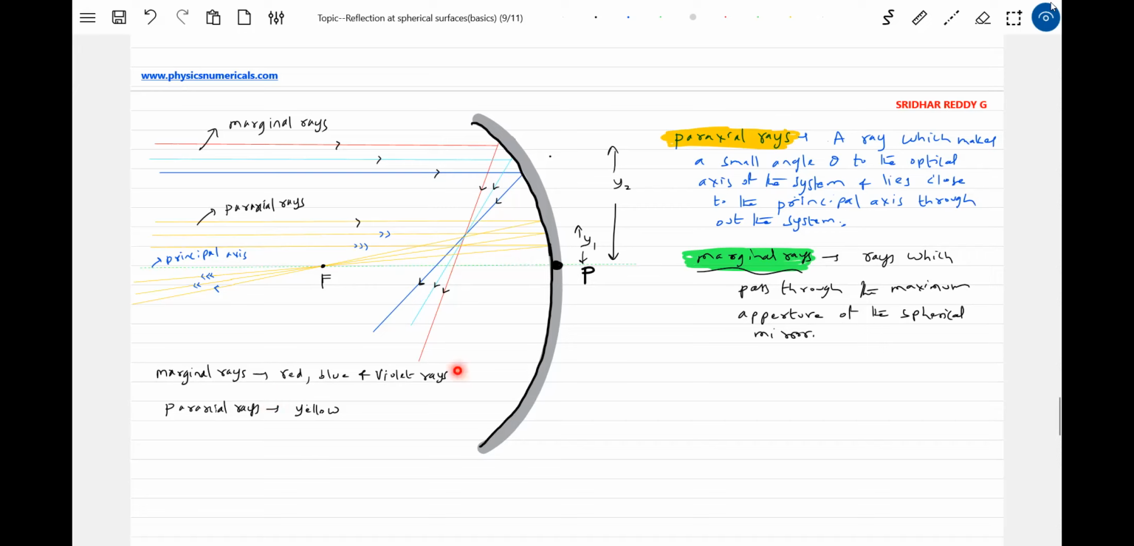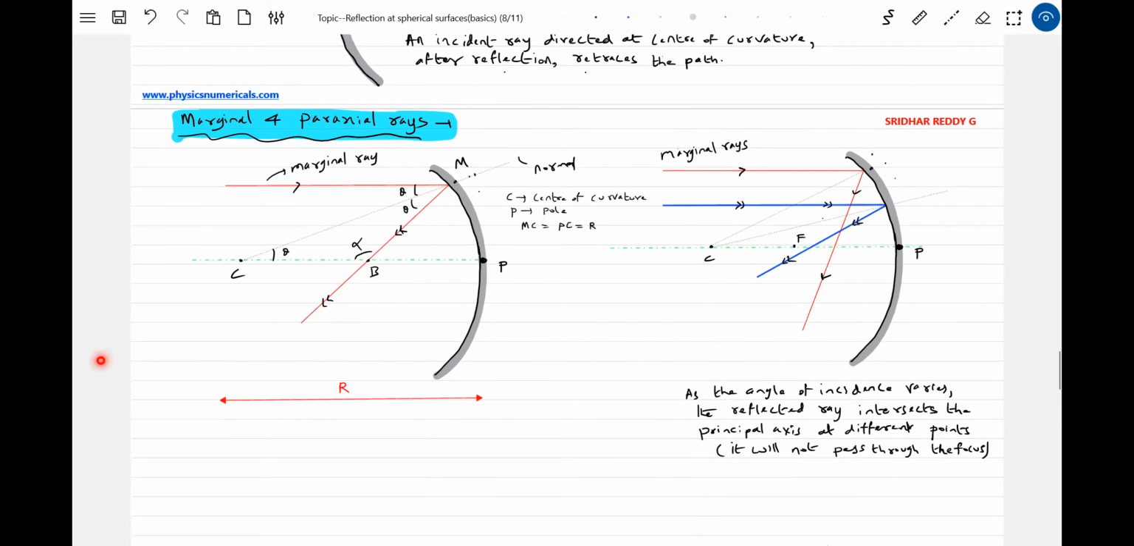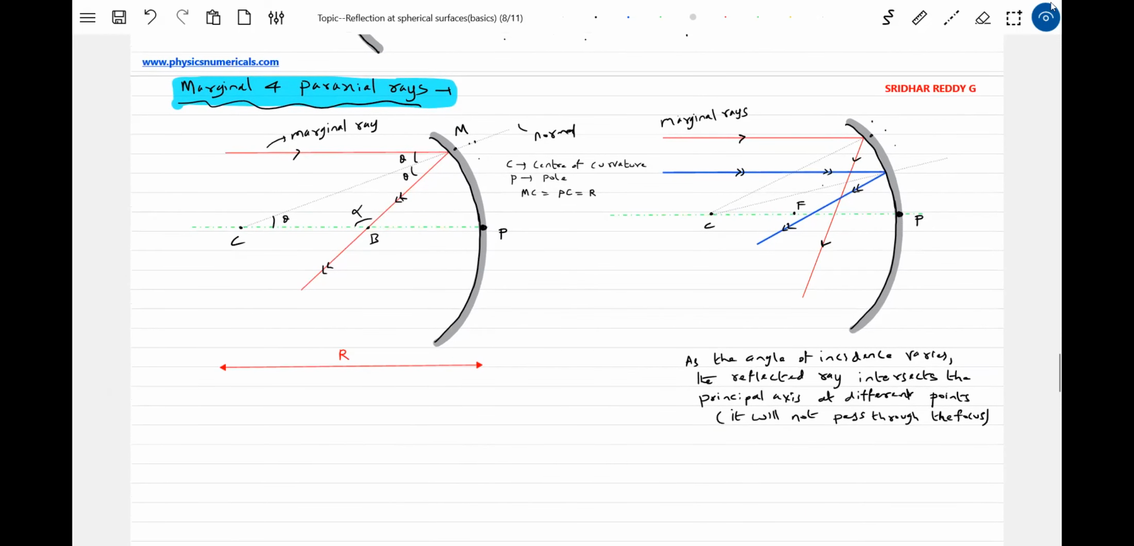We don't go for this. No, sir, what will happen if I take marginal rays? Okay, then you can see that you have to take help of the mathematics and you have to encounter. Let me give a bit of mathematics involved here. So we will take help of maths.